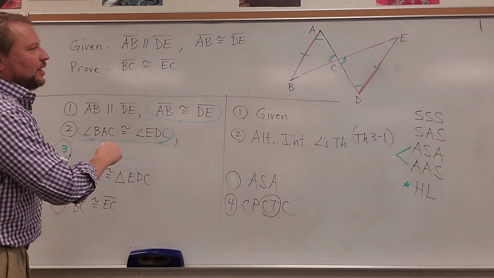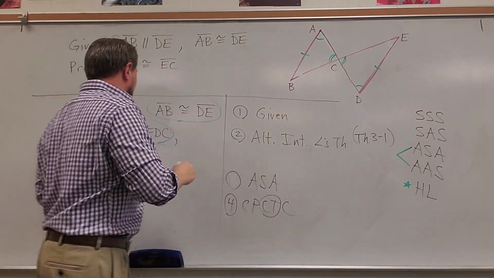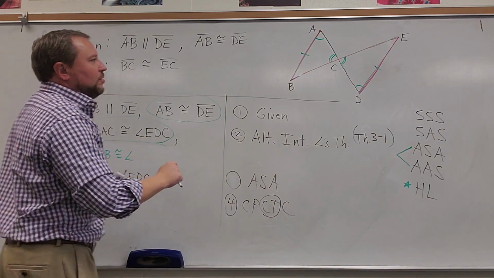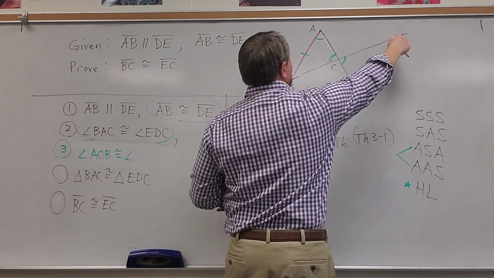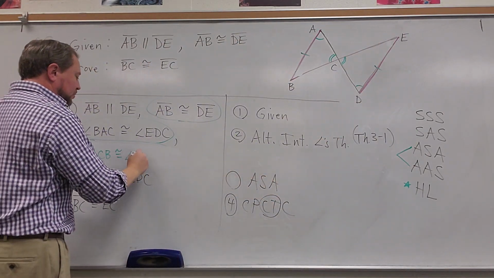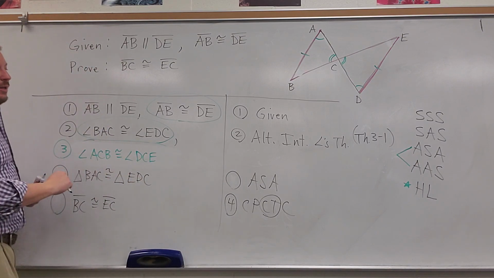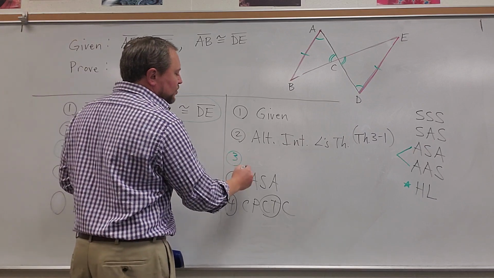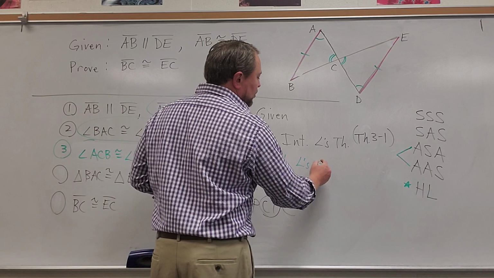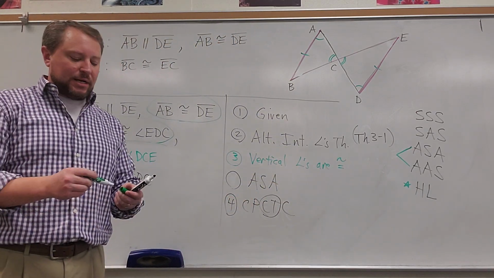You would have said that angle ACB is congruent to angle DCE, the two vertical angles at C. And your reason would have been because vertical angles are congruent. Remember, that's Theorem 2.7 that we had way back in chapter 2.